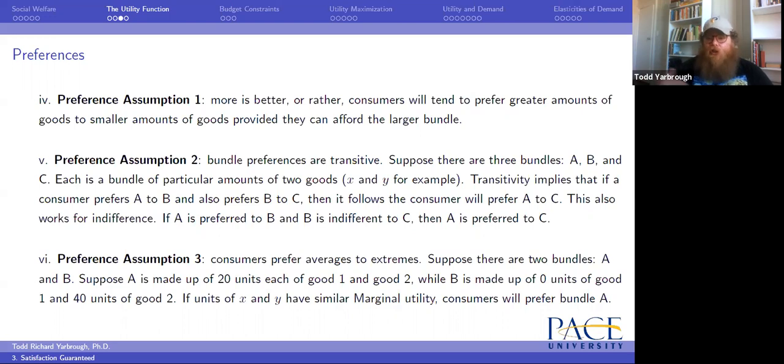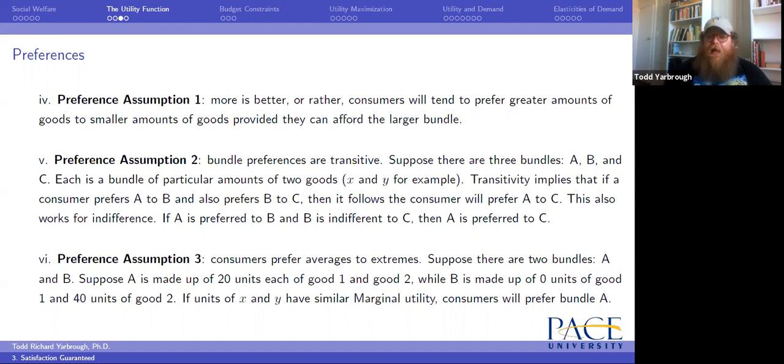Bundle preferences are transitive. When we say bundles, what we mean is that you're going to consume X and Y together as a bundle. So you're going to go to the store, you're going to buy a certain amount of X, you're going to buy a certain amount of Y, right? And that's the bundle of X and Y that you have consumed. What we're going to say is that bundle preferences are transitive. So what this means is that let's say we have a bundle A. A has a certain amount of X and Y. We have bundles B and C. Both, again, have certain amounts of X and Y.